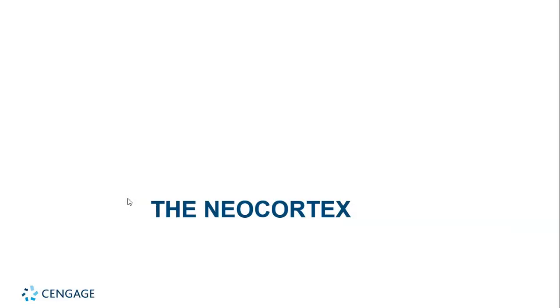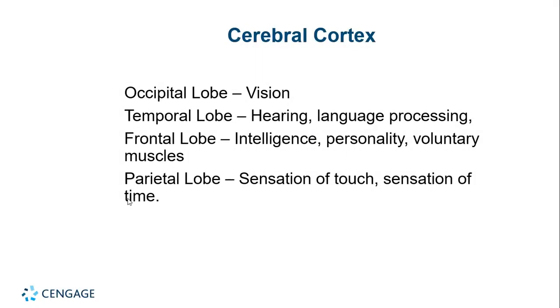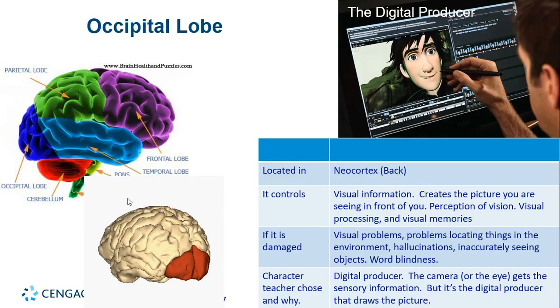Now, I want to talk a little bit about the neocortex. The neocortex is the part of the brain we mostly think about when we think about the brain. It's the wrinkly part on the top. And so I want to talk briefly about the lobes, and then I want to talk a little bit about some of the further divisions. So I want to start out with the lobes.